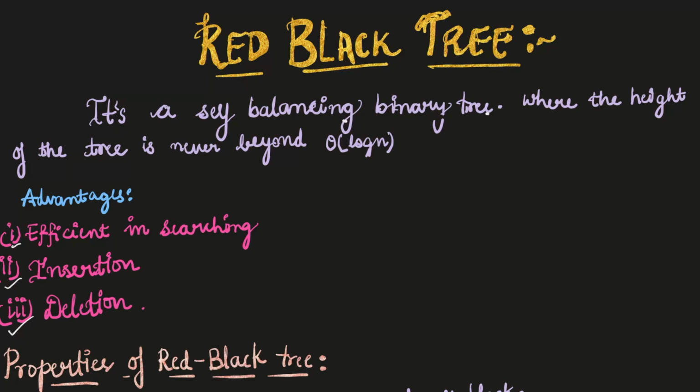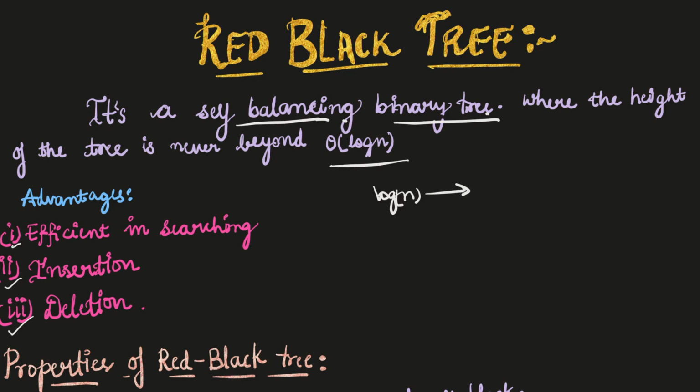In this video we are going to see red black tree. Red black tree is also a binary tree, but the speciality which lies in this is it is a self-balancing binary tree, where the height of the tree is never beyond order of log n. What it means is its height is maximum log n. It can't be greater than this.